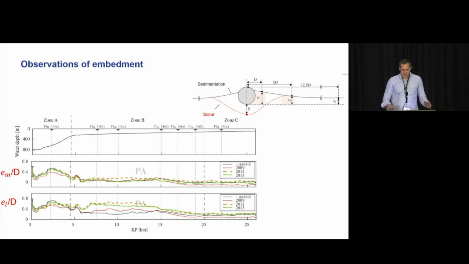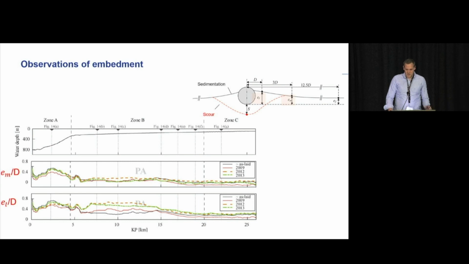This is a plot of the water depth, the top plot there, water depth against KP, so distance along the pipeline. You can see at KP0 we're in deep water, 800 metres, and as we go along the pipeline we go into shallower water, eventually getting to depths of about 100 metres or so. And what you have below that is two plots of embedment.